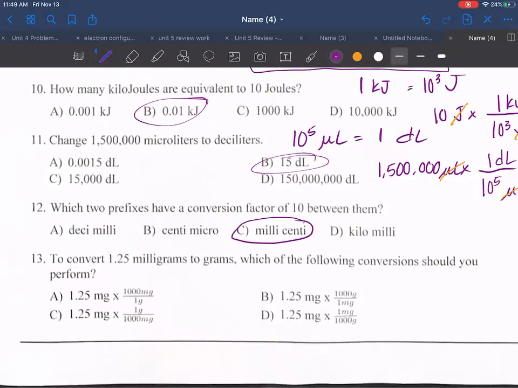And number 13, to convert 1.25 milligrams to grams, which of the following should you perform? If we look at milligrams and grams, grams is the bigger unit, milligrams is 3 stairs away, so 10 to the 3rd power, which is the same as 1,000. And so if we were to set up this conversion factor, C would be the right way to do it.